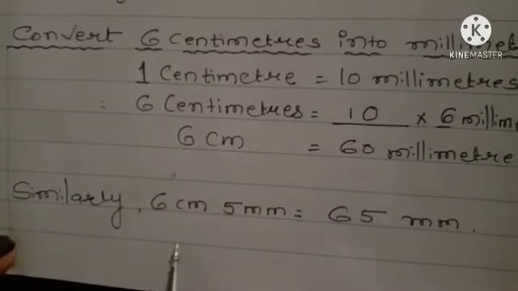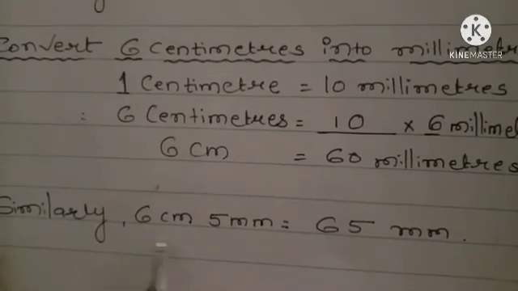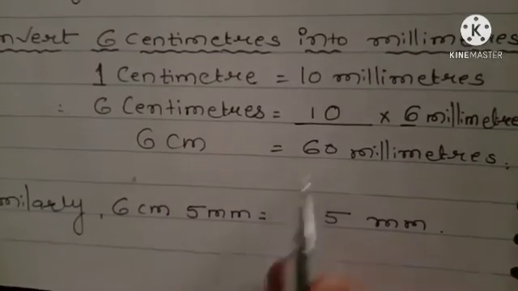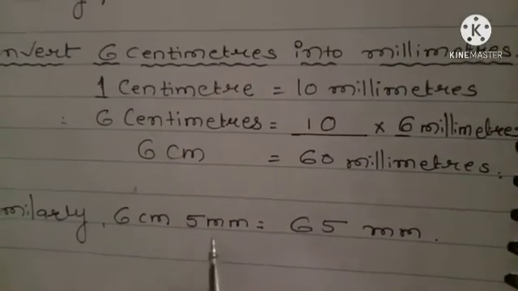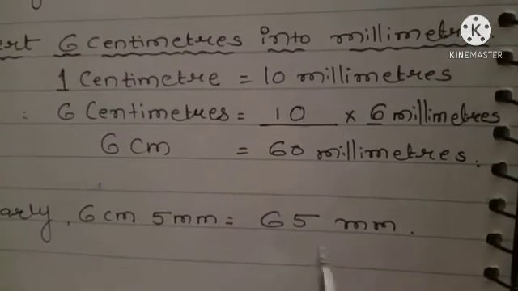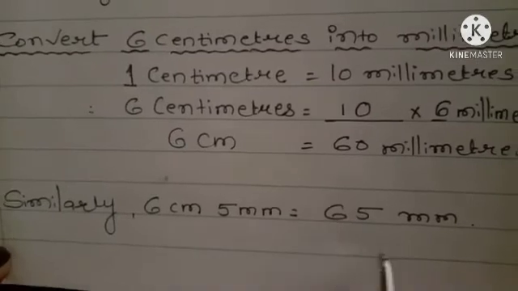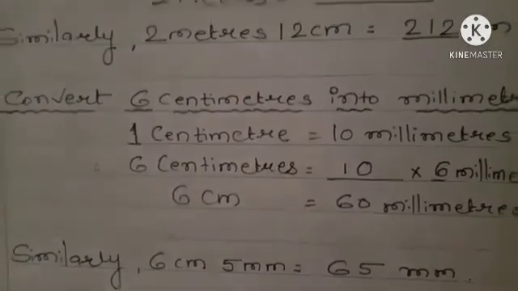Similarly, 6 centimeter, 5 millimeters. You know that 6 centimeter is how many? 60 millimeters. So this 60 millimeters plus 5 millimeter, 60 plus 5 is 65 millimeters. So 6 centimeter, 5 millimeter is equal to 65 millimeters.